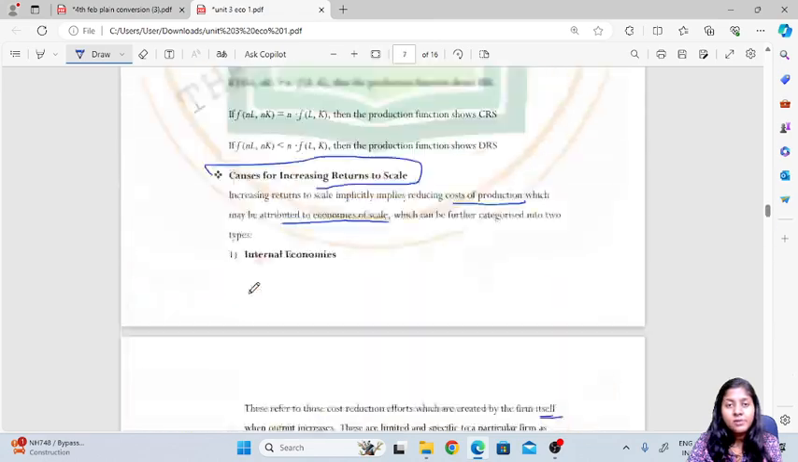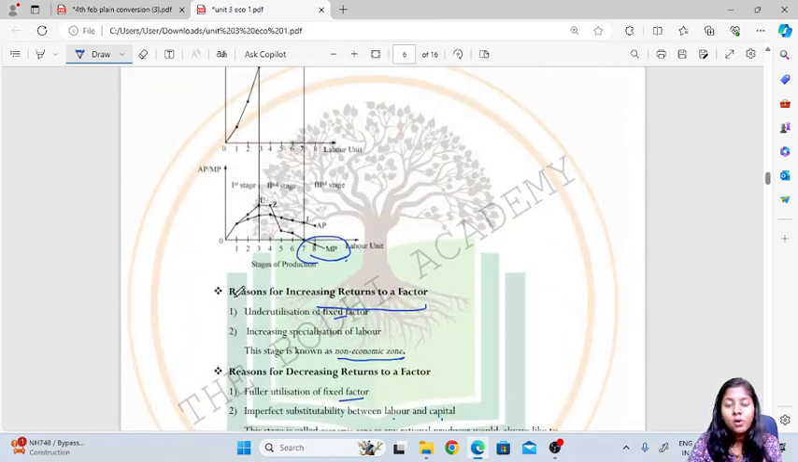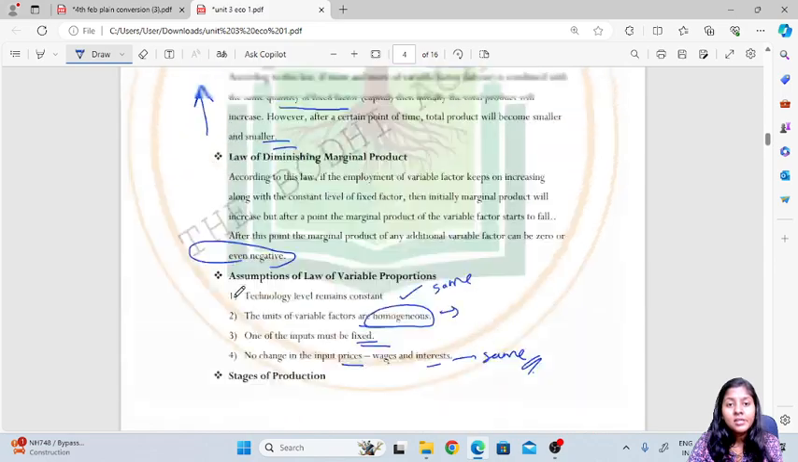Today we'll see this much with regards to the law of variable proportion and returns to scale.